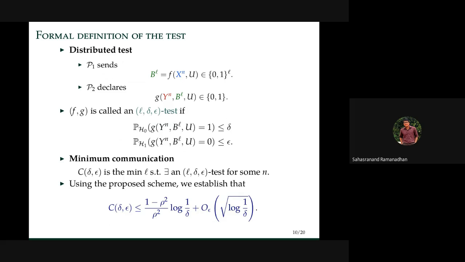Now, is that the best we can do? Towards that, we would like to establish a lower bound. We would like to say that for any L delta epsilon test, you have to communicate so and such quantity. If that quantity happens to match whatever we achieved here, then our scheme is optimal and we have obtained a complete characterization of the communication. So let's look at that lower bound.